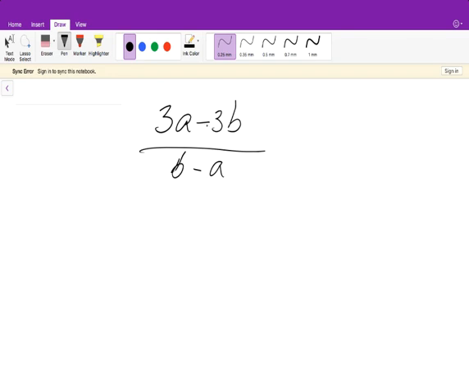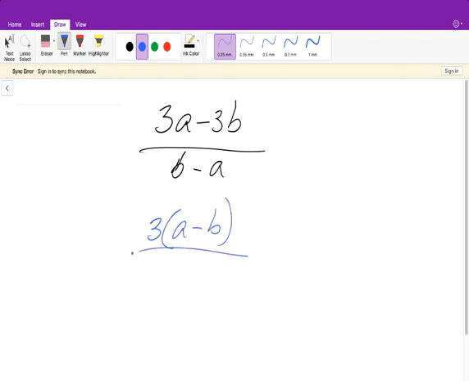All right, so if you were asked to simplify this problem, we would factor out the numerator. So we can factor out a 3, and we're left with a - b. And on a denominator, there's nothing to factor as of right now, but it's b - a. And you look and you say, wow, these two factors are almost identical. It's a - b, and this one's b - a. The only thing that's different is the signs are different.